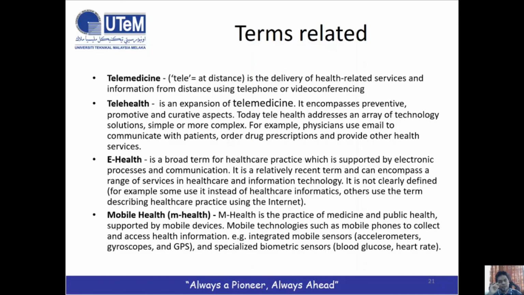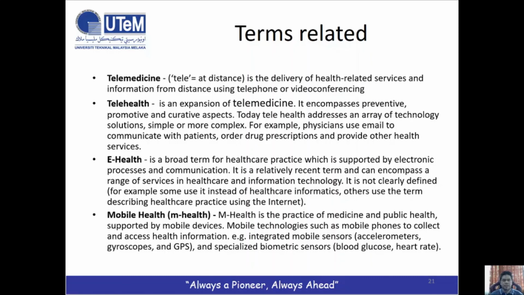is health at a distance, using telecommunication and an application or software to do teleconferencing between patient and doctor at a distance. Okay. Telehealth is the same, but it is an expansion of telemedicine that involves administration. E-health is a broad term for healthcare.